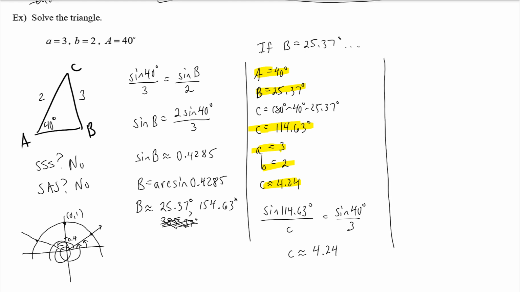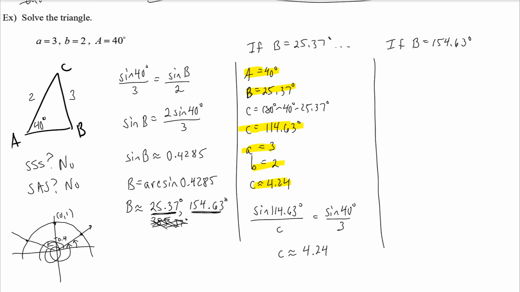if this is the angle we call B. But remember, there was another option. B could have been 154 some degrees. So if B is 154.63, what would happen? Ugh. Okay. A is 40. That's not up for debate. B, 154.63.